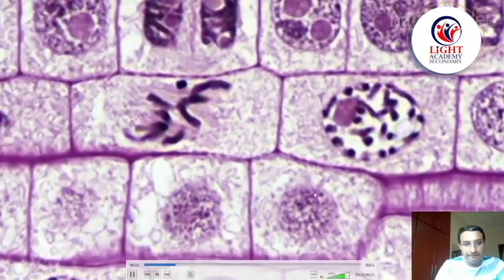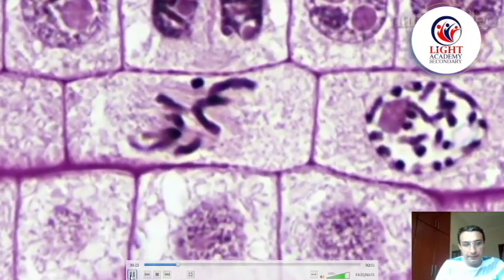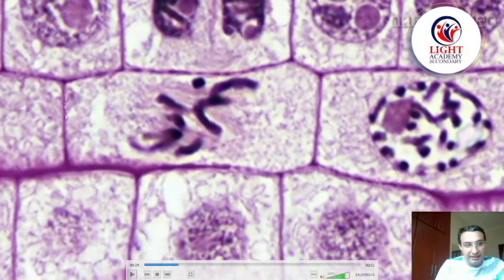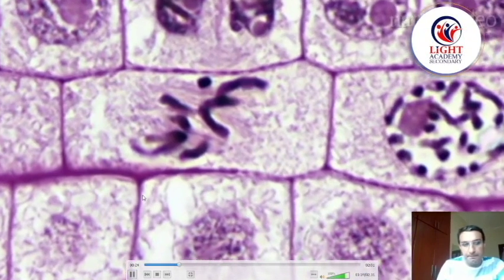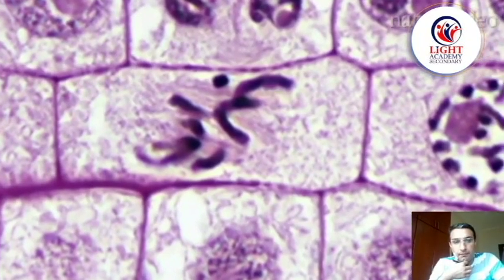Traditional light microscopes can be used to see things like these onion cells. You can see that these are plant cells, the cells of onion. Exactly, through a traditional microscope we can see this much, and the structures within them as they divide, pulling apart their chromosomes.